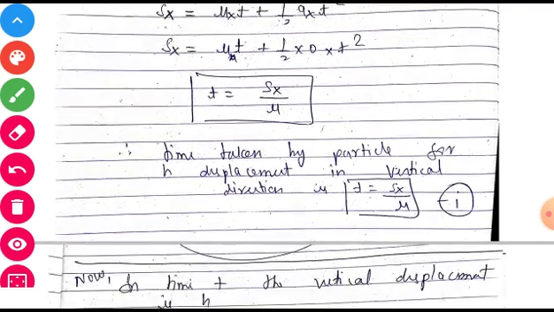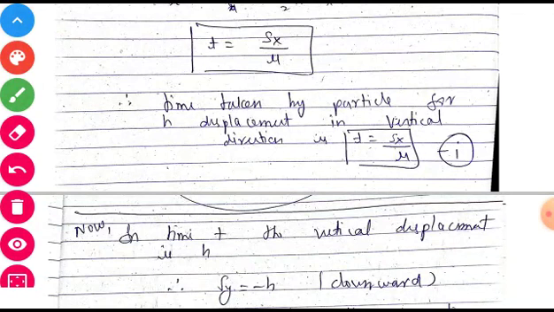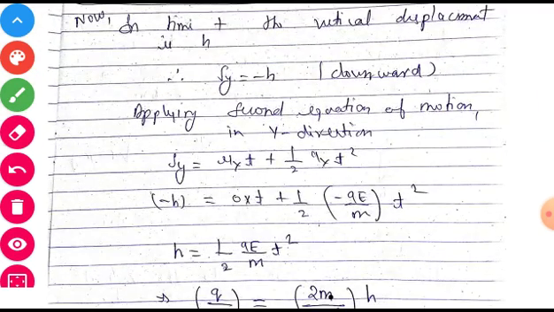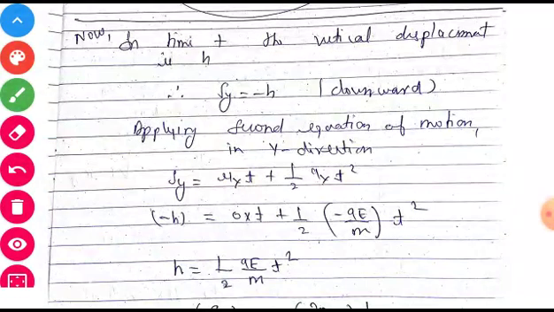Now, this is the time taken by the charged particle. This is also the time for the vertical displacement of h. Now, what we will do again, we will apply the equation of motion in the y direction also, because we have to relate the charge by mass ratio with the height h. That's why we are applying the equation of motion in the y direction.